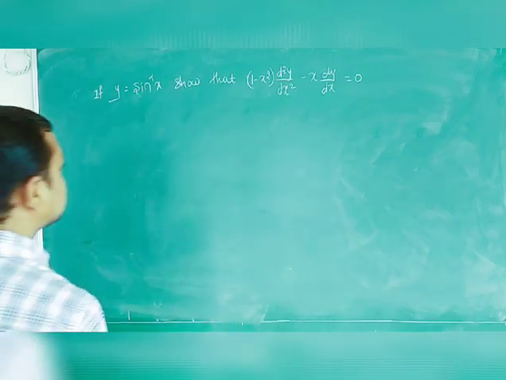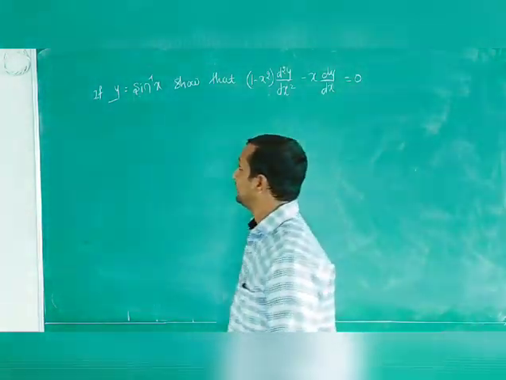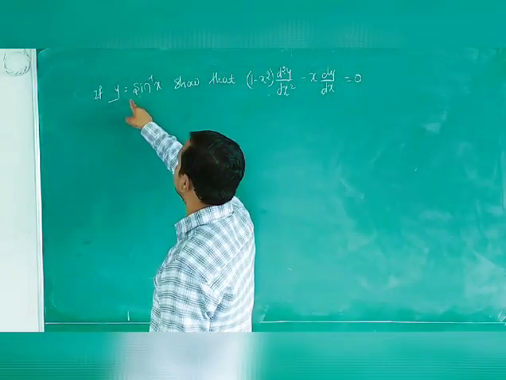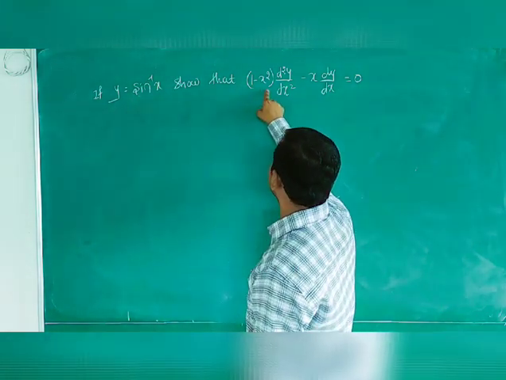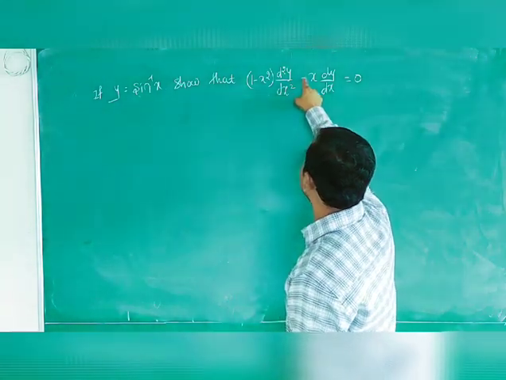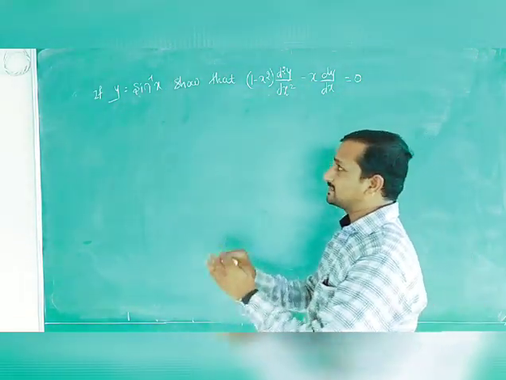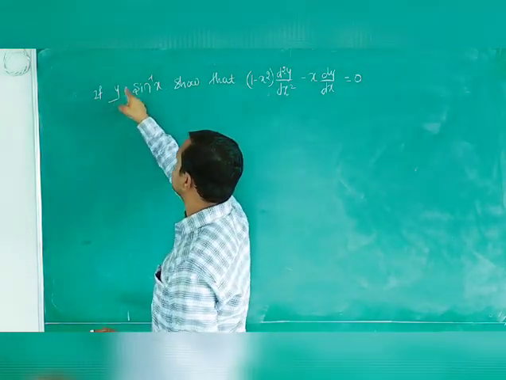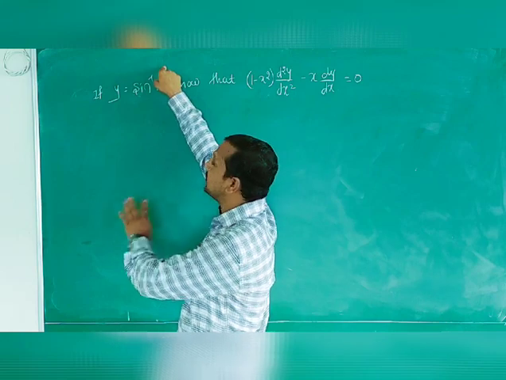Students, this is also one solved example in your textbook. Very easy example. If y equal to sine inverse of x, show that (1 minus x square) into the second derivative minus x into the first derivative equal to 0. Same as the previous example. There, y equal to tan inverse of x whole square was there, but here there is no whole square term.